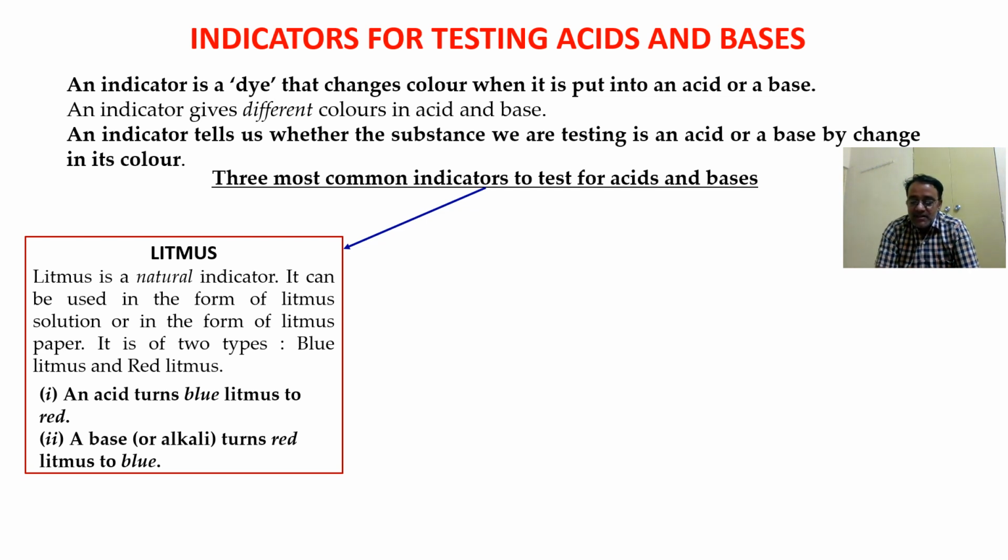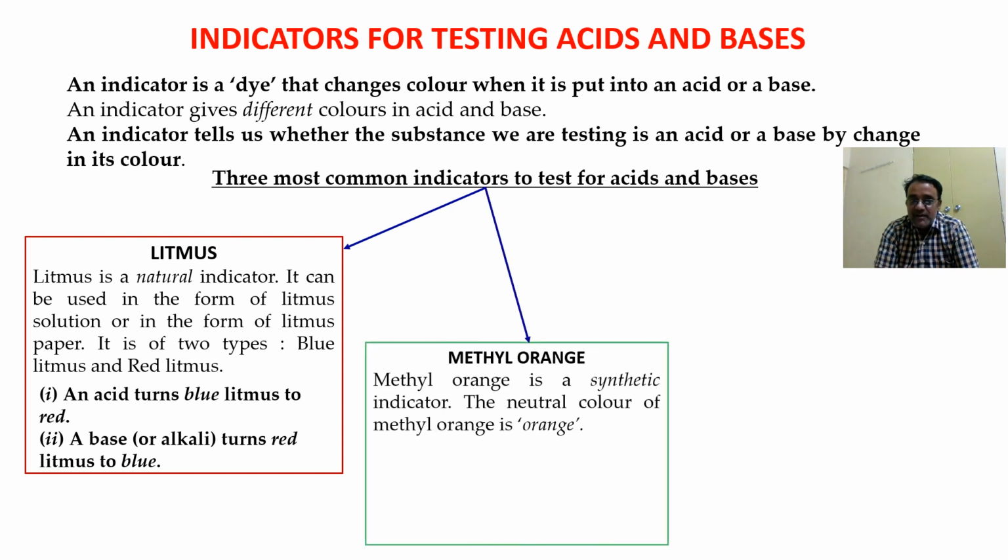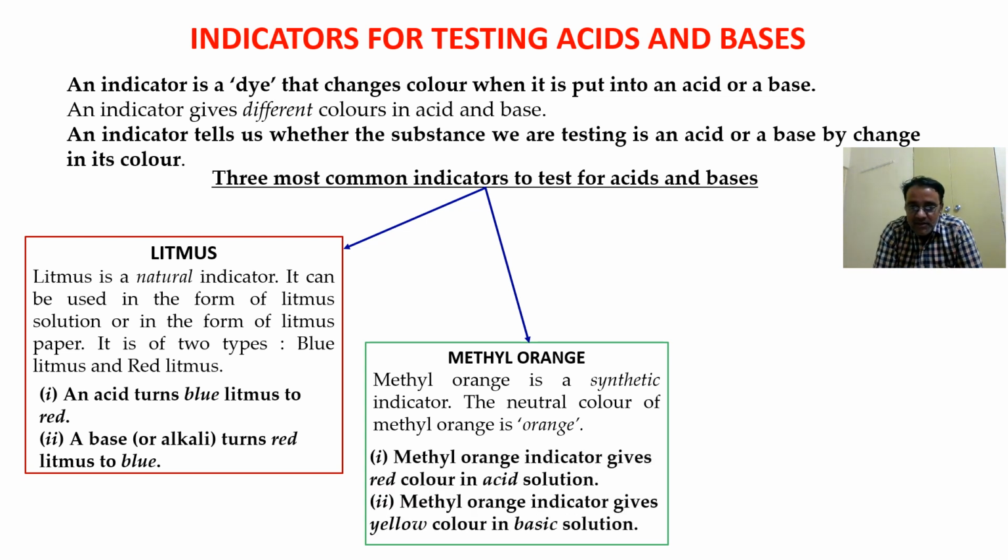Now we are moving towards the second type of indicator, that is methyl orange. Methyl orange is a synthetic indicator. The neutral color of methyl orange is orange. According to the change from orange, we identify whether it is acid or base. In acid it becomes red color, and in basic solution it becomes yellow color. So these are the 2 changes.